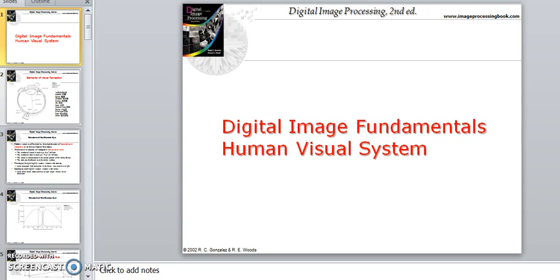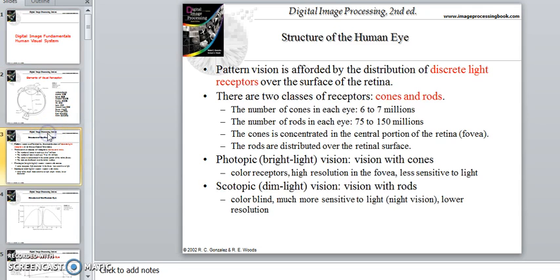In this lecture, we see the human visual system. The human visual system consists of two functional parts. First one, eye and part of brain. Eye functions as a biological equivalent of a camera, and the brain is somewhat complex as compared to the image processing.